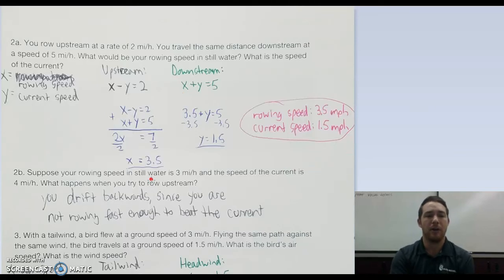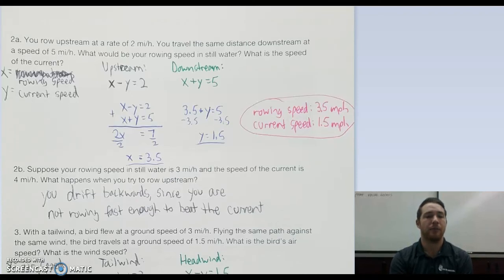So let's also think about if my speeds were different there. So if the rowing speed in still water was 3 miles per hour and the speed of the current was 4, we won't really see that situation too much in our word problems, because what that would actually mean is that we start drifting backwards. We're not rowing fast enough to row faster than the current. So if you're trying to go upstream and you're not rowing quick enough, you're just going to be carried slowly down that river.